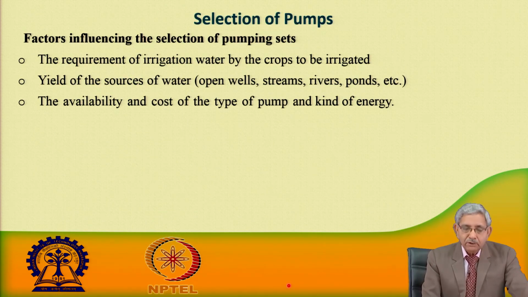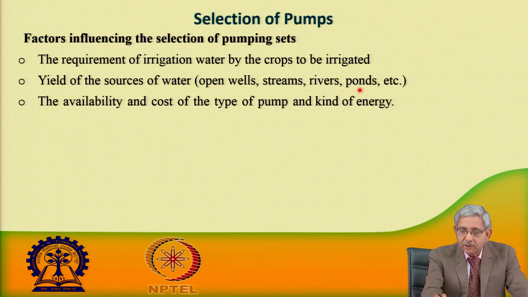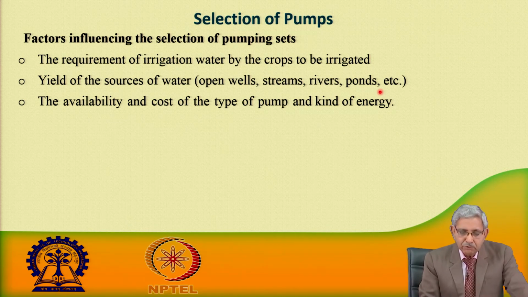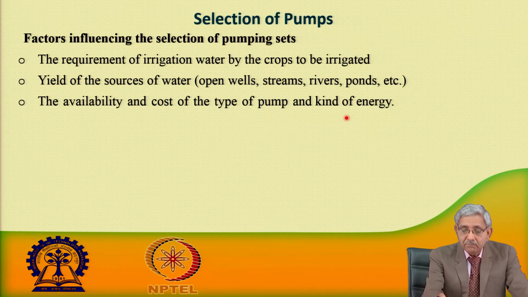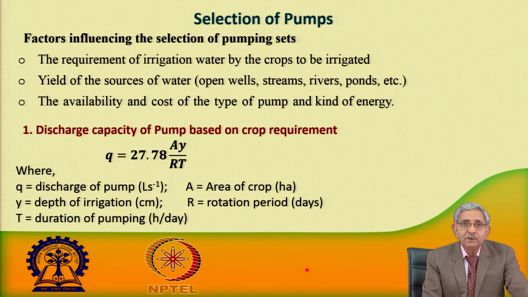So, there are factors for selection of pumps. These factors influence the selection of the pumping set. The requirement of irrigation water by the crop to be irrigated is one parameter. Another is the yield of the sources of water. These sources of water could be open wells, a stream, a river, or a pond, and how much water they can give. Then the availability and cost of the type of pump, and the type of energy we are using.